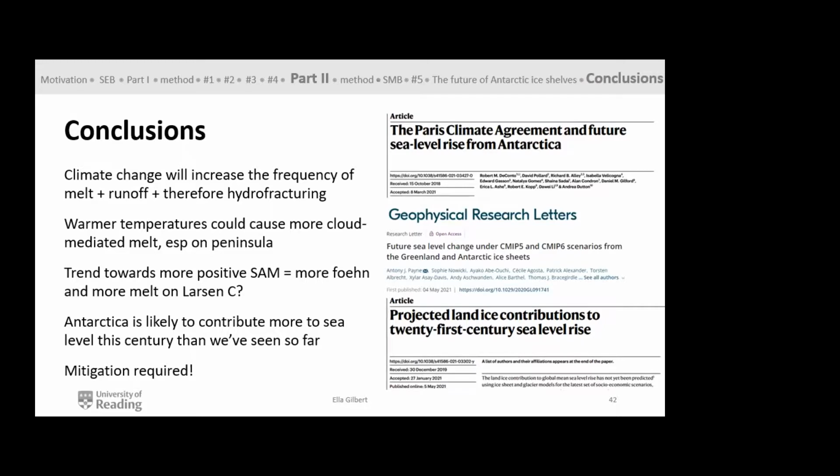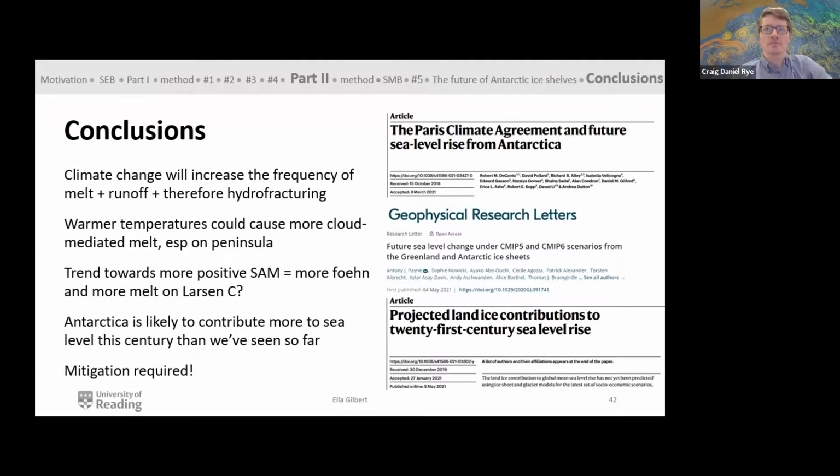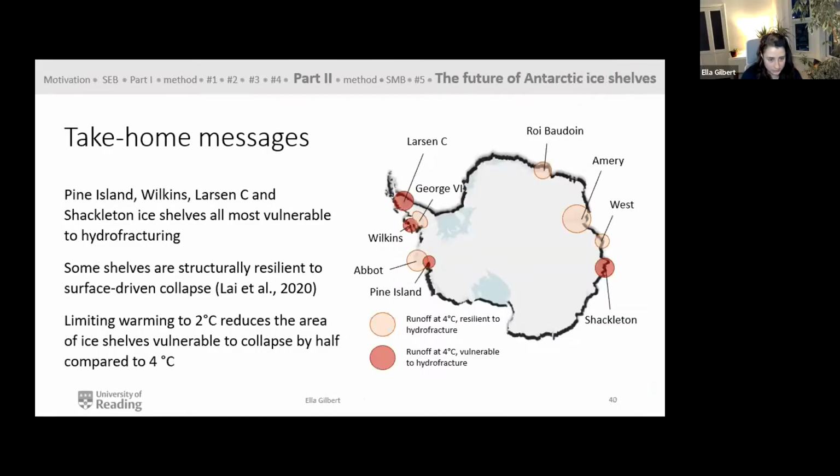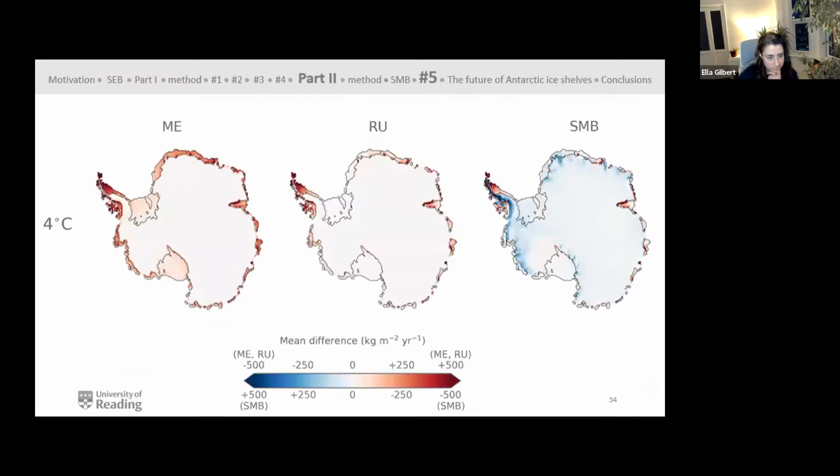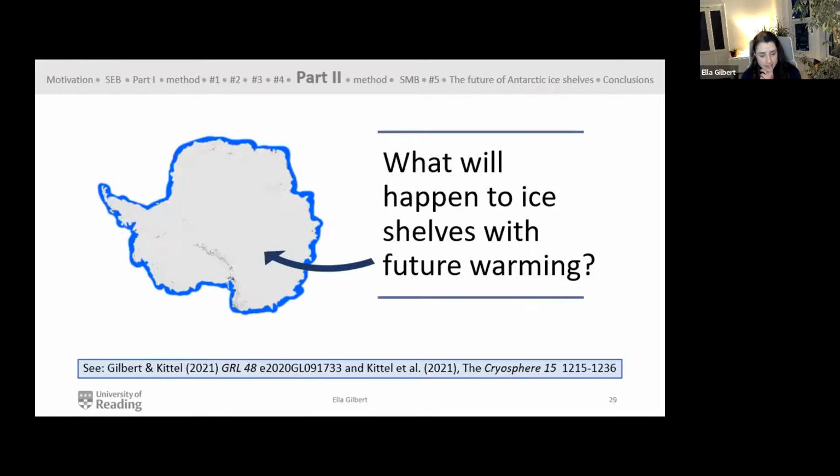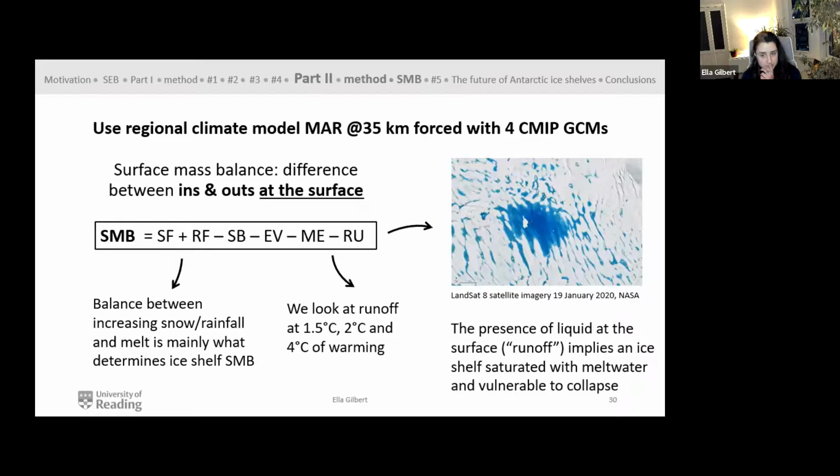So explain again, maybe, the difference in the quantified melt and runoff categories. Hang on, let me find my slide. Here, you mean? Yeah.